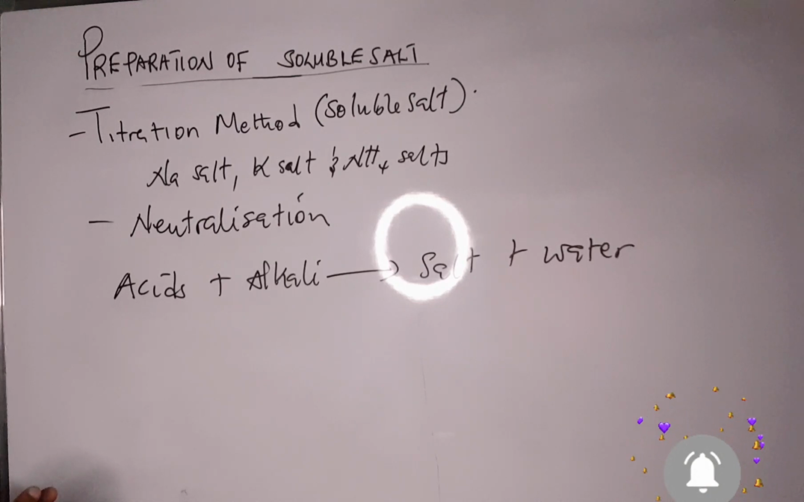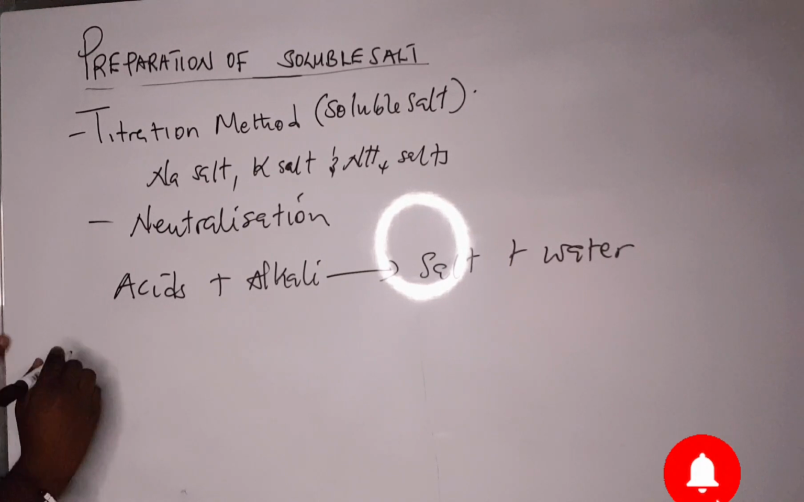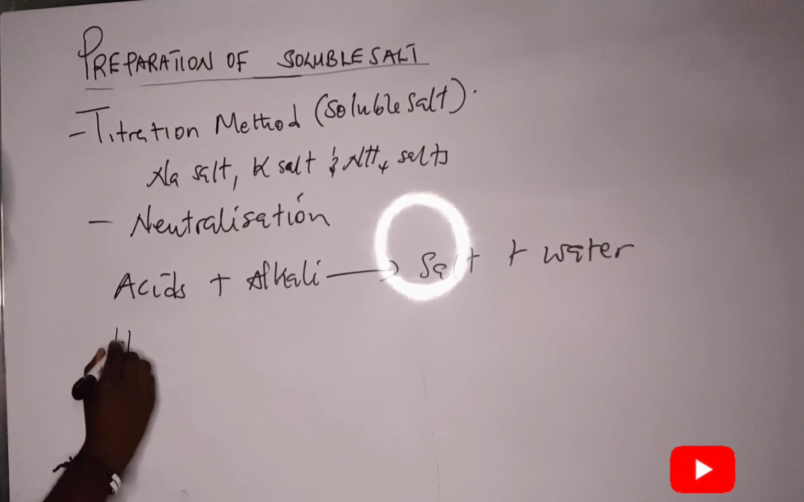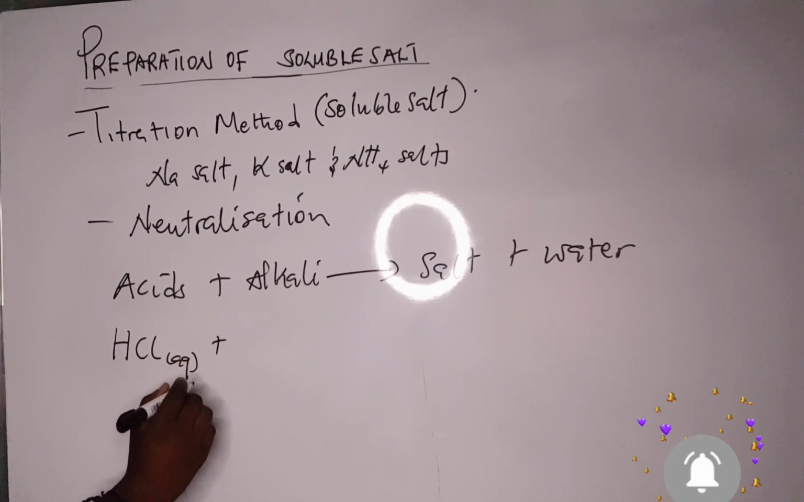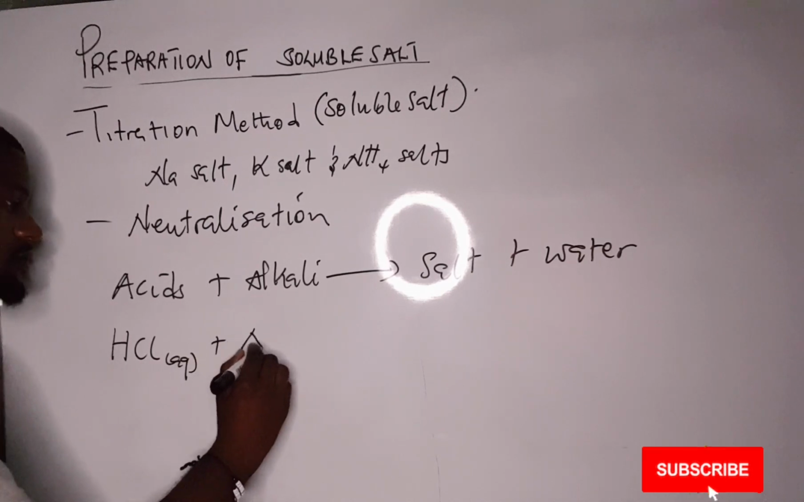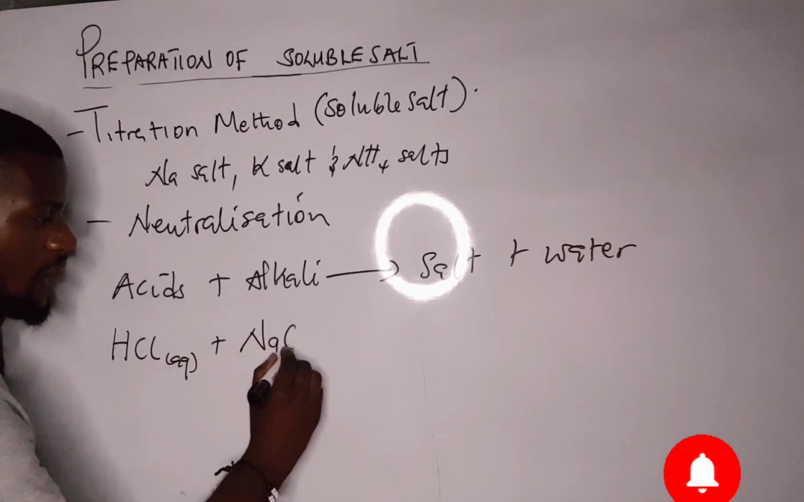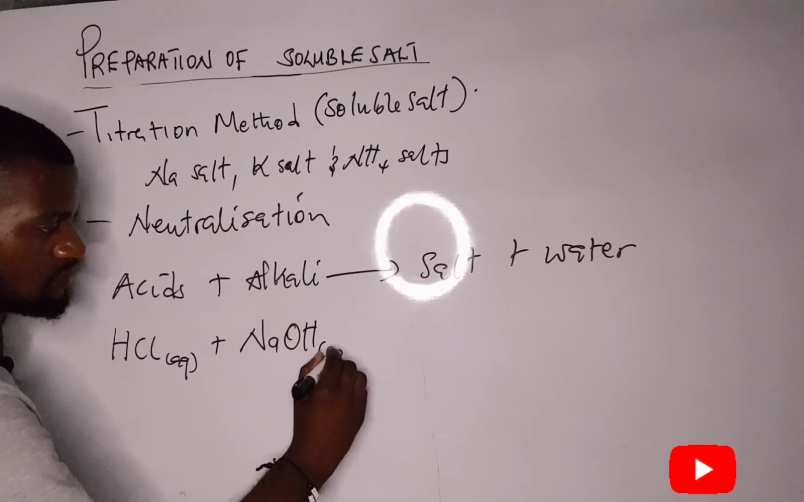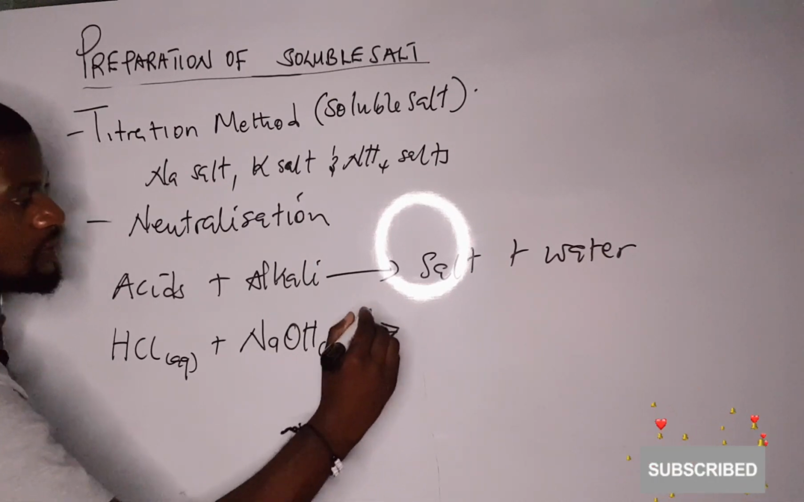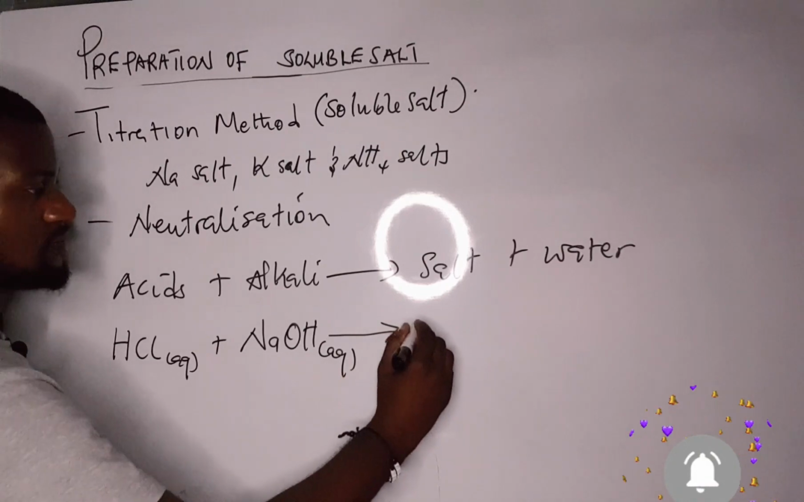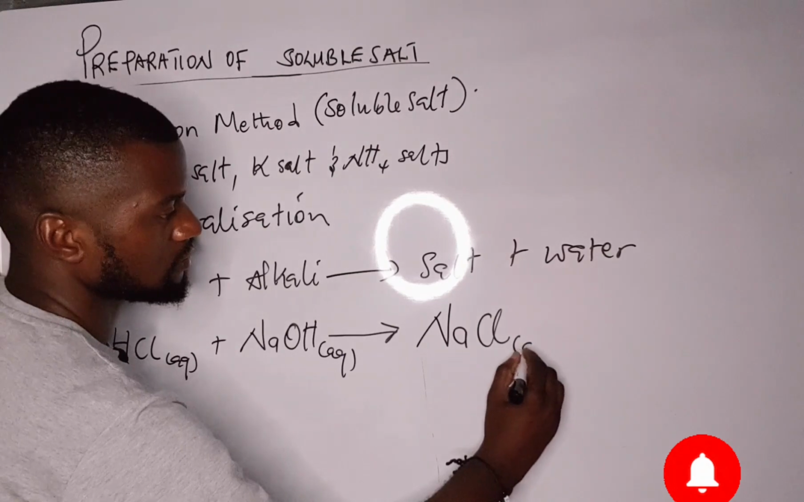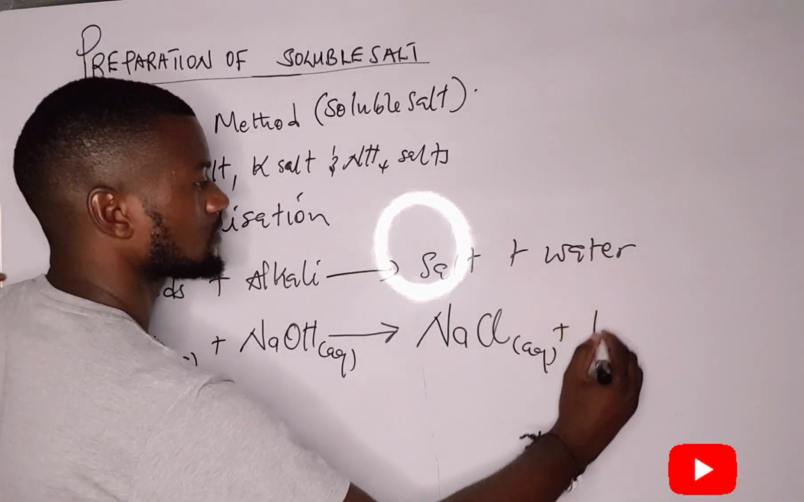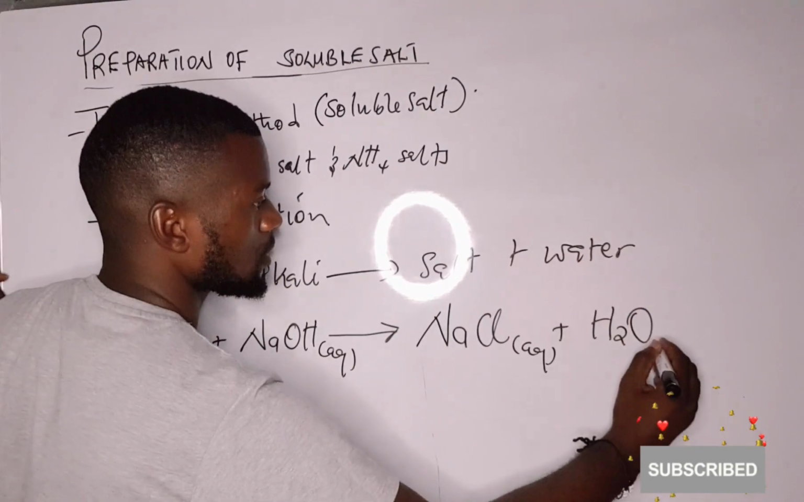For example, if we have hydrochloric acid reacting with sodium hydroxide, to give us sodium chloride and water.